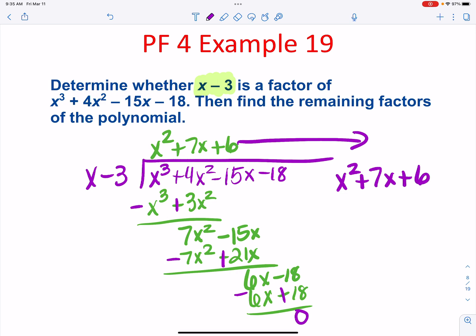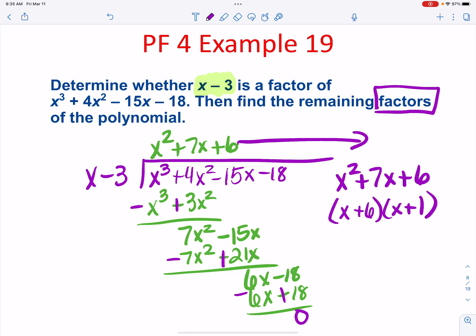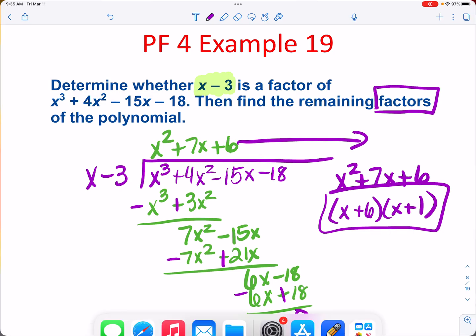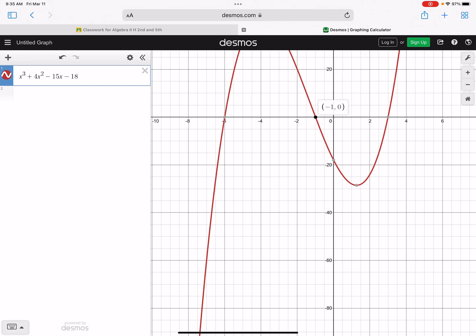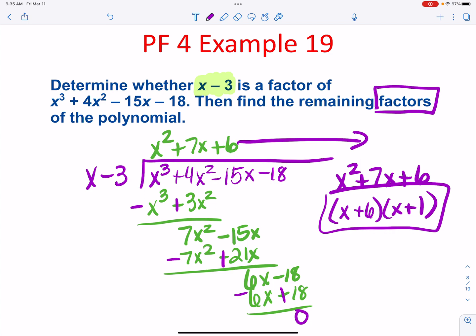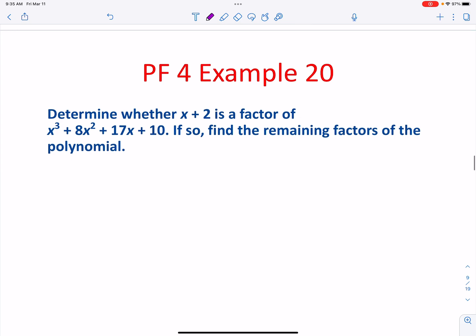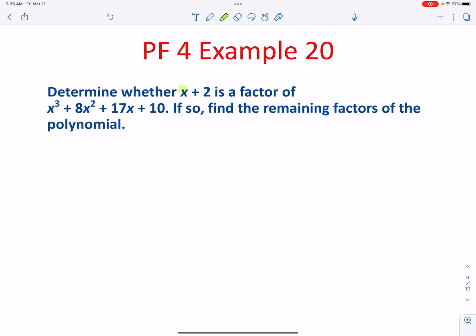Now, in this case, on tonight's assignment, it's wanting you to find the remaining factors. Okay, so if I want to find the remaining factors, I would do x plus 6 and x plus 1. So these are my remaining factors. And if I look at Desmos, does it also hit at -1 and -6? So we can use long division to find the roots of this. It's going to give you that green factor tonight. On your homework tonight, it's going to give you this factor and you have to find the other ones.